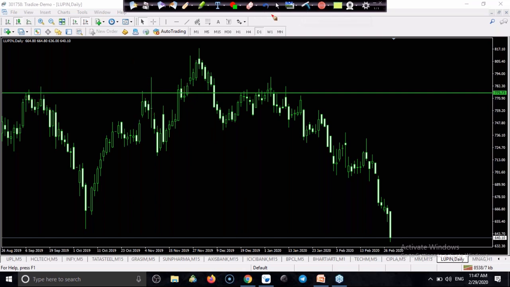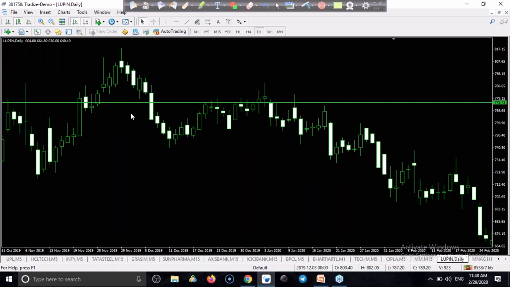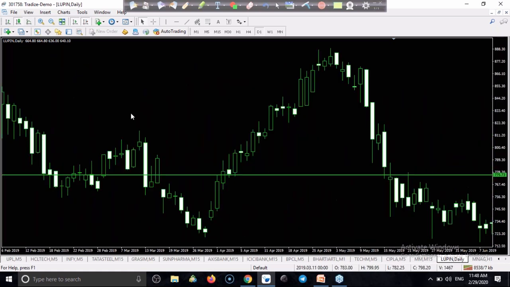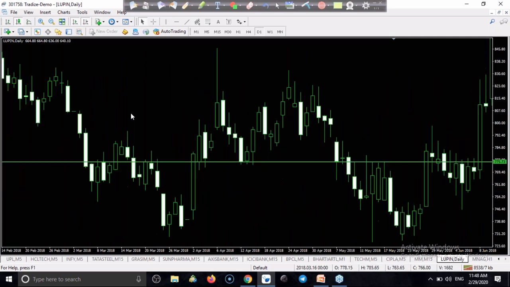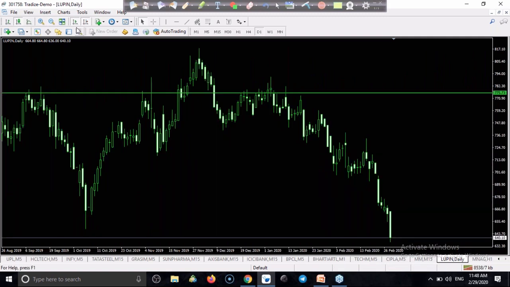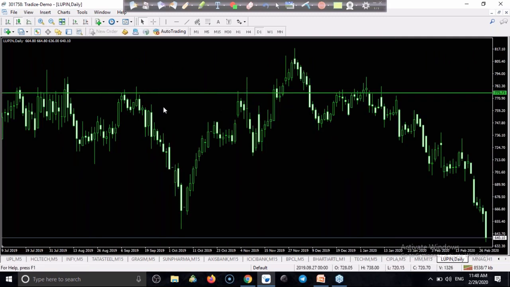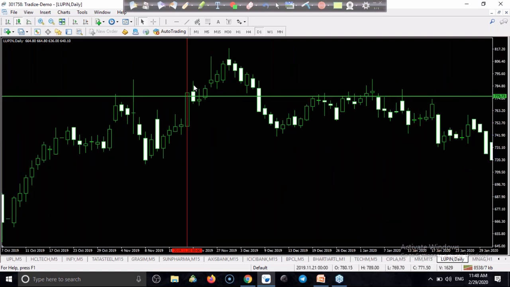Let me zoom in a little more, then you will come to know how price is approaching now. All right, where was that? Somewhere. Where did it go? Let me zoom in a little more. All right. This area, let me zoom in a little more. Yeah, this point.